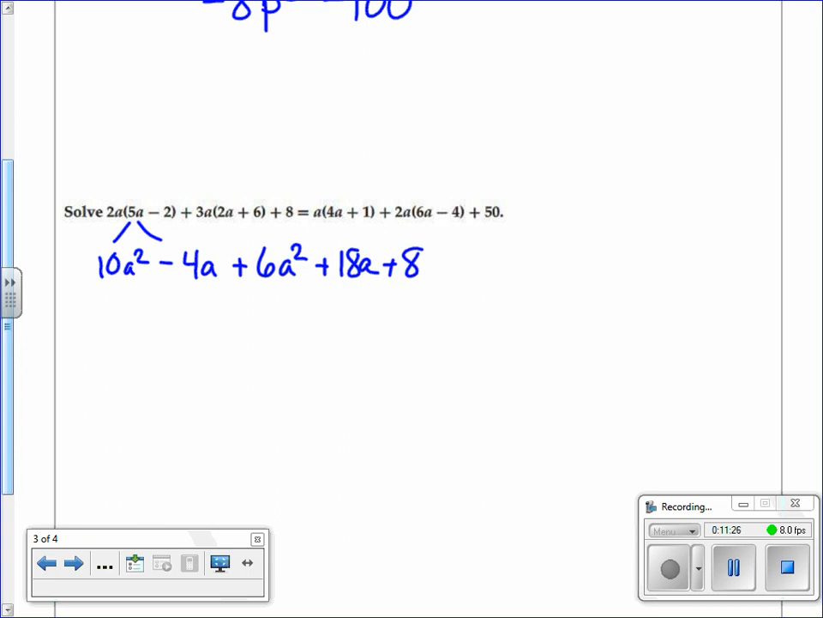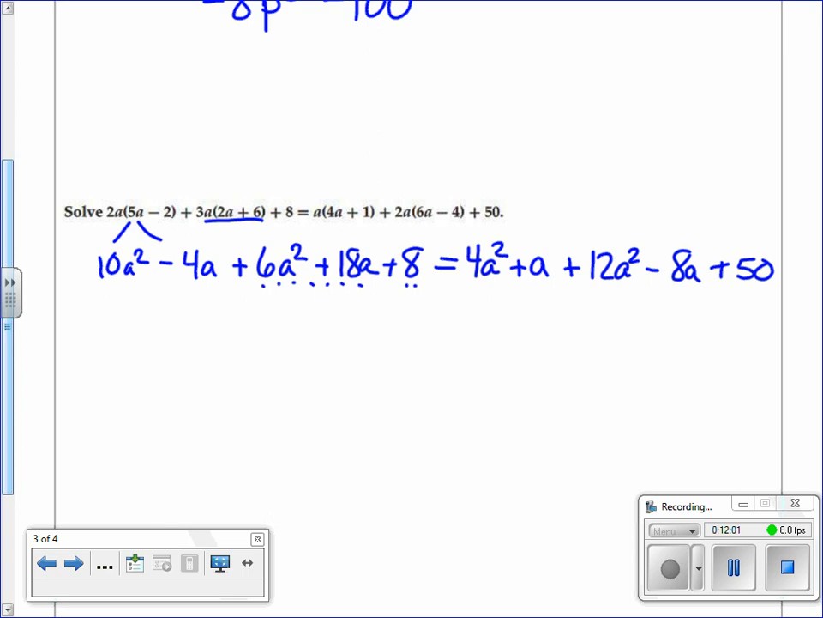All right, it's going to equal. So I just distributed this and got this part, and then plus 8. I just added that guy at the end. A times 4a, I get 4a squared. A times 1 is just a. I'm going to do the next part. 2a times 6a is 12a squared. 2a times negative 4 is negative 8a. And then finally, plus 50.